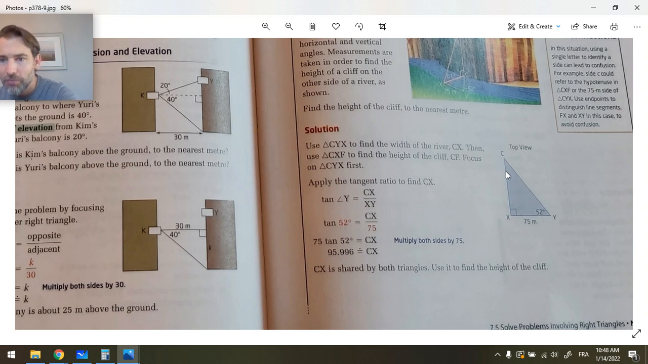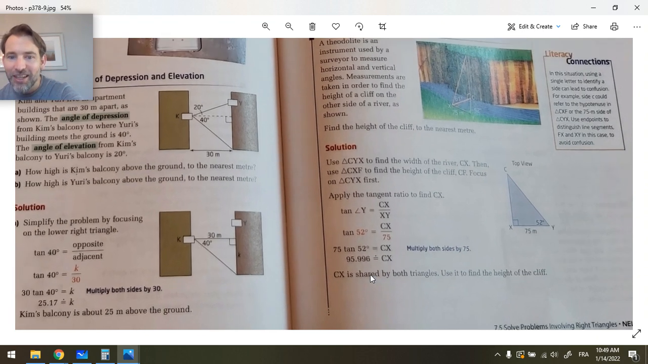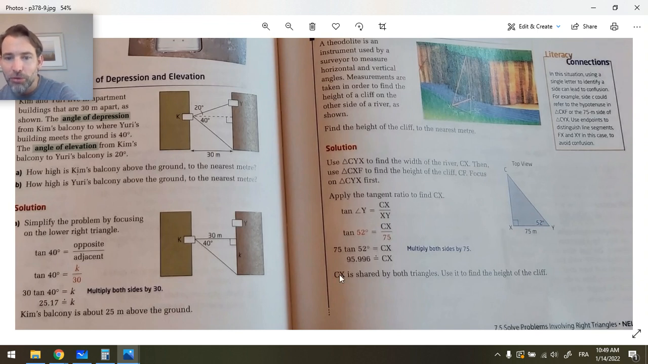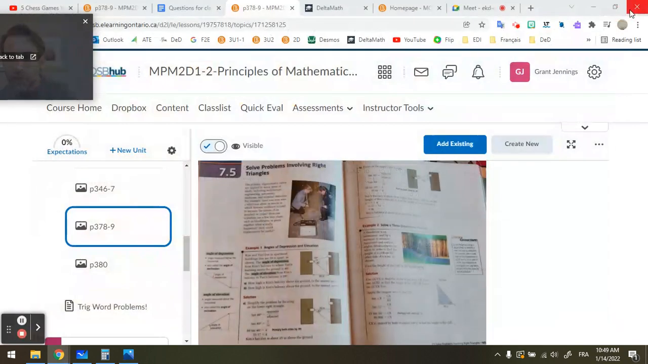Okay, how do they do that? Again, they're using tangent. Opposite over adjacent. So they have their unknown up here, the opposite. It's that CX, that's what they're trying to find. It's over the adjacent, which is known, and the angle is known. So that's a number that your calculator can tell you, and it's a little bit bigger than 1. So multiply both sides, and then you can solve for this distance. Cool. Now, that's shared by both triangles, this CX. So you can use that to find the height of the cliff in the next page.